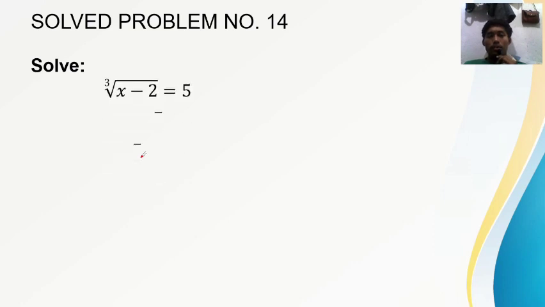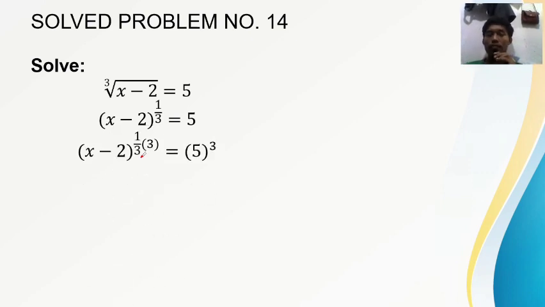Next problem, we have the cube root of x minus 2 equals 5. In this case, hindi natin siya i-square since 3 ang ating index. So all we have to do is to cube both sides of the equation. Bakit? Since 3, kailangan natin siyang makancel. Ngayon, nung na-cancel na natin, ito magiging 1 na. And syempre, applicable siya in both sides of the equation.